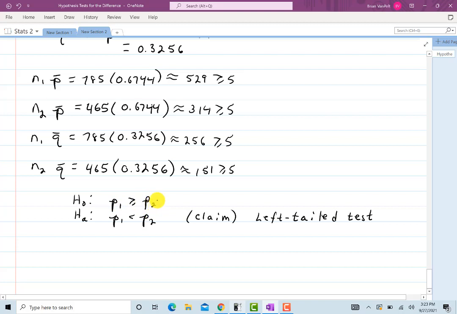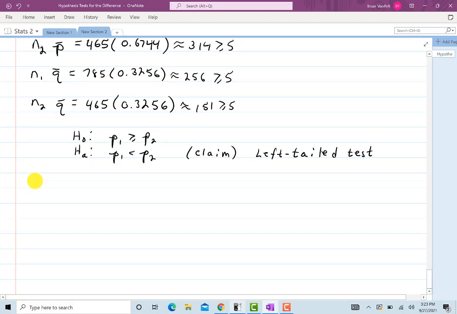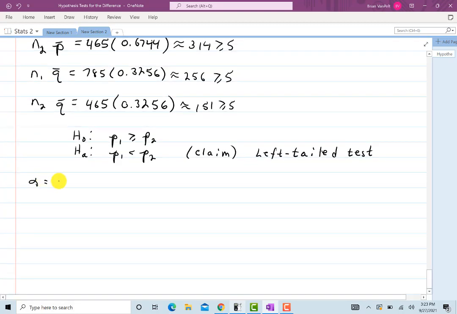And let's go ahead and get our Z0 value. So we're going to use alpha equals 0.05. And then for the Z0, I'm going to use the calculator again, inverse norm. On this, you want to put the area. Since this is a left-tailed test and the alpha is 0.05, I'll actually want to put 0.05 and then the mean and the standard deviation for the standard table.